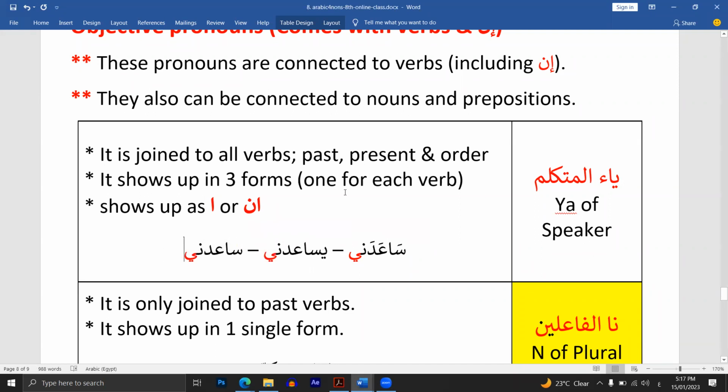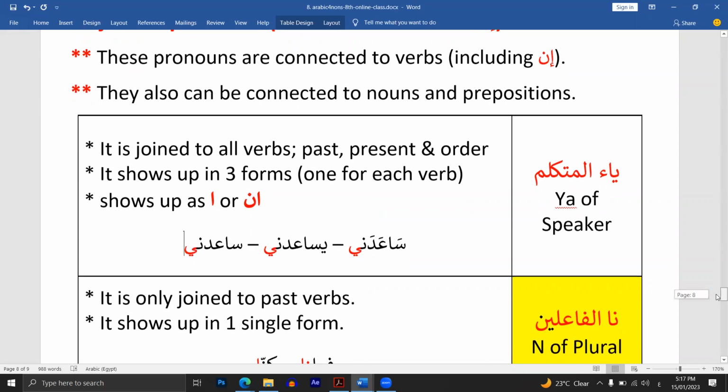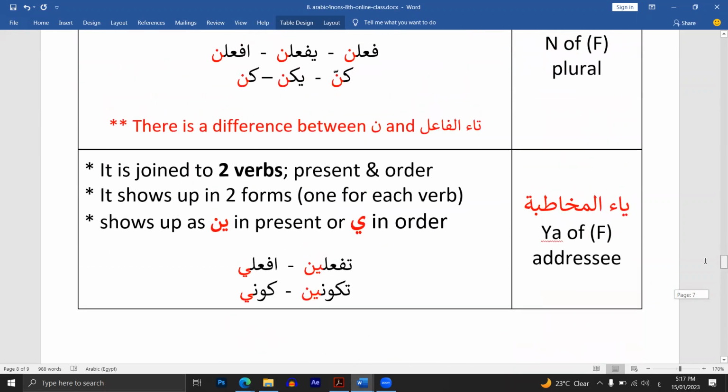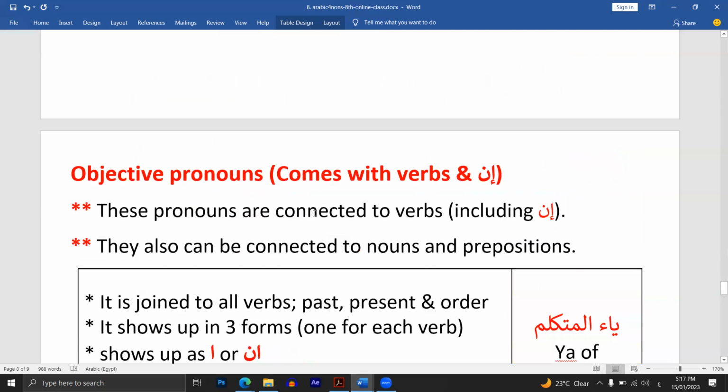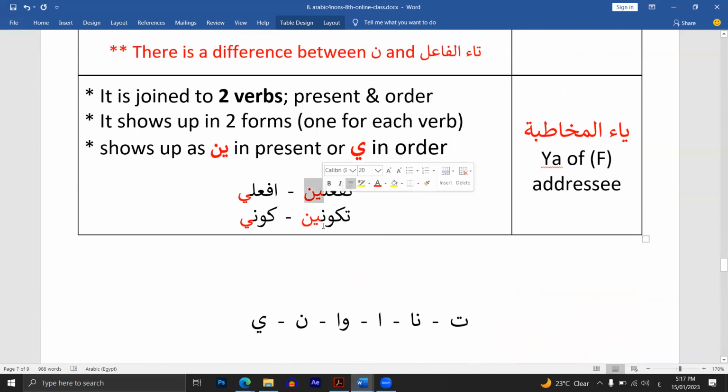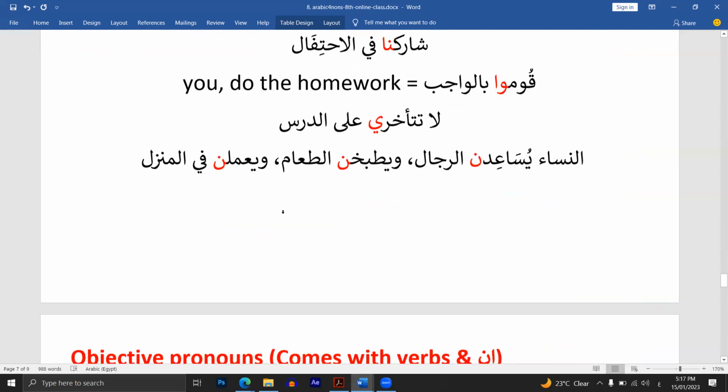ساعدني, يساعدني, ساعدني. Don't confuse this ي with ياء المخاطبة here: افعلي. Only the context will let you know the difference between them. افعلي, so I'm talking to a female. ساعدني, they are the same, only in the last case, in the command verb. But in the present, usually ياء المخاطبة will show up with noon, like here, تفعلين. I hope it's okay now.